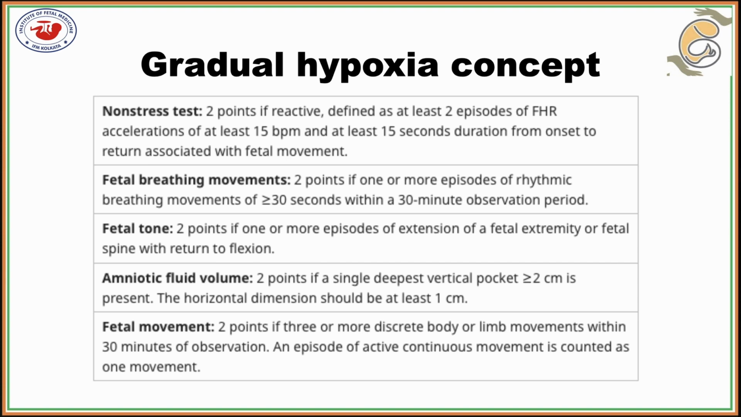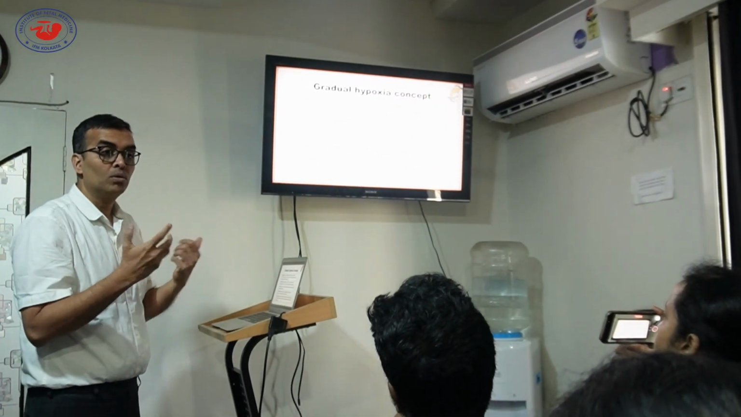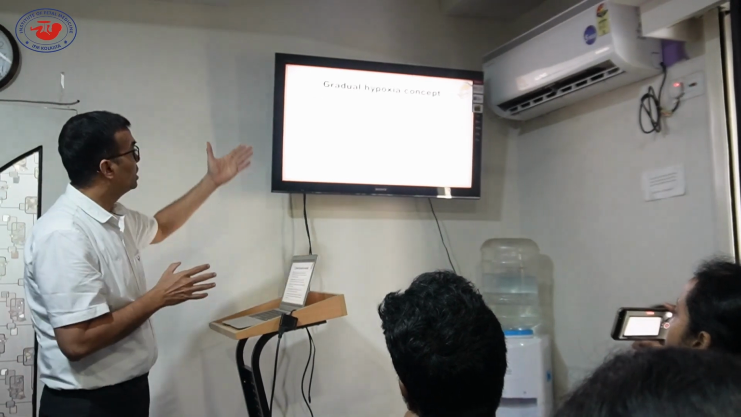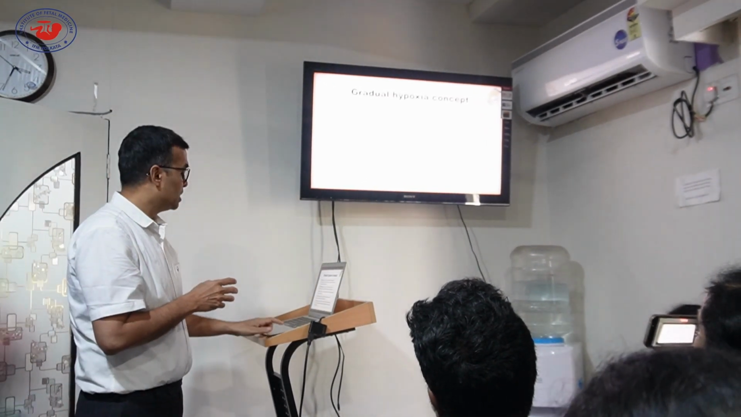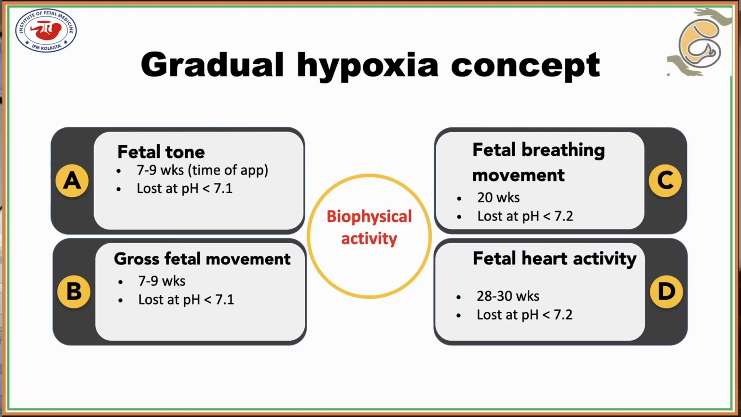And there are doctors from whom you will get a prescription where it is written BPP. Now what to do once you get that BPP? You cannot read all this and you cannot do all this. It is not possible. So the concept you have to understand is how to deal with this biophysical activity. Now there is something called the gradual hypoxia concept. I'll just show you all the four of these things.